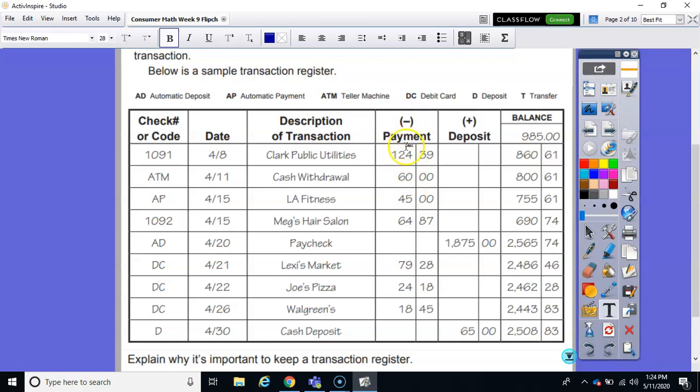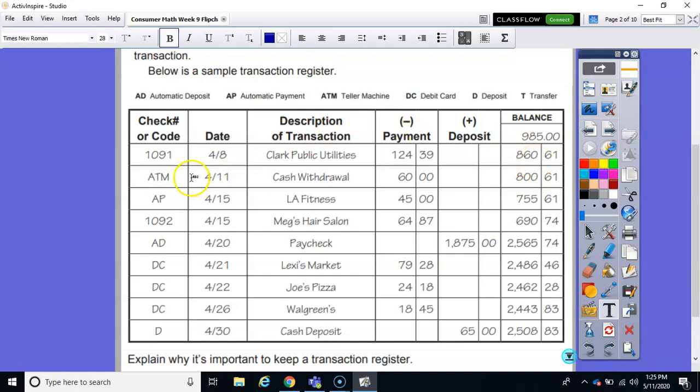Since that was us writing a check, that means we're taking that money out of our account to give to this utility company. That's under the payment column, see how it has the minus in front of it? We will be subtracting that amount from our balance to get our new balance. So they took the $985 minus the $124.39 and ended up with $860.61.